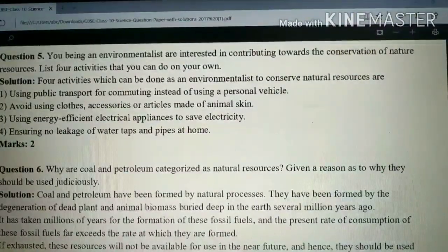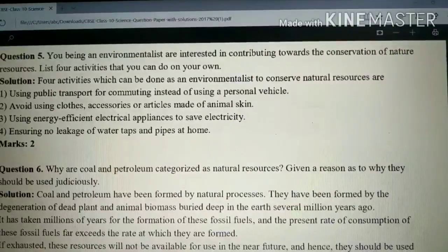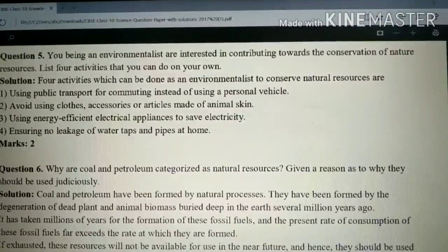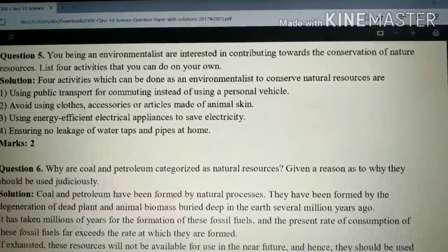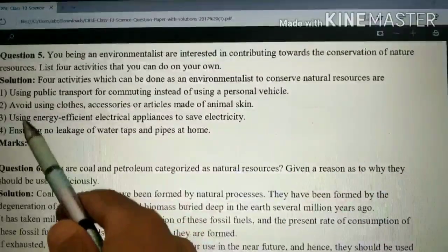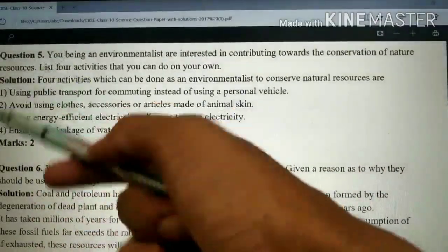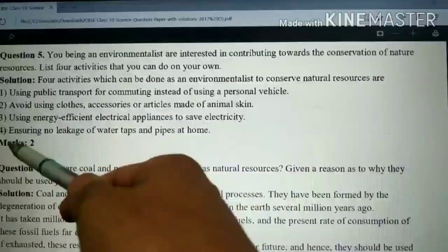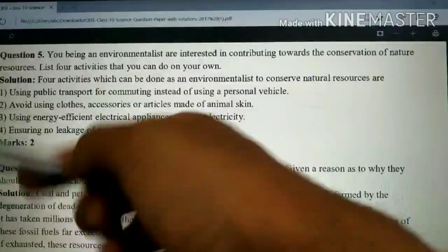Use less fuel, use less polluting fuels, do not use plastic, use recycled items, use paper bags. Use less transportation, use public transportation. Different types of general questions are there. You can write: use less water, avoid wastage of water, avoid wastage of food. For this common question, write any 4 points. Because it is 2 marks, you have to write 4 points, and each point carries half a mark. Here 4 answers are given, and other answers are also acceptable.